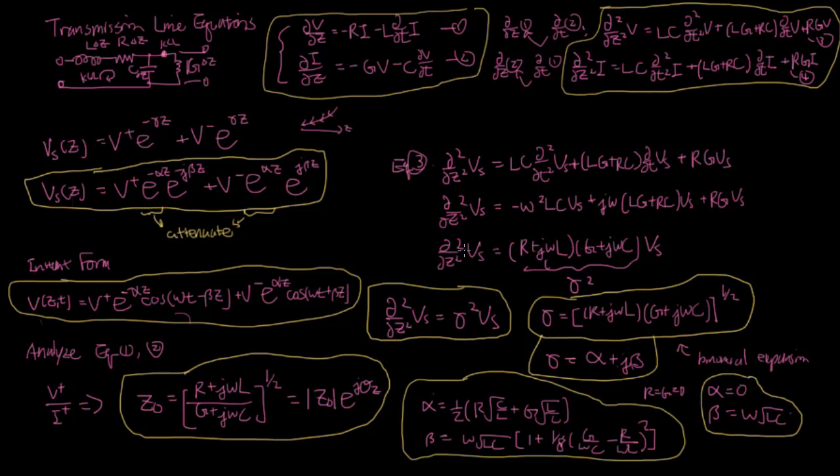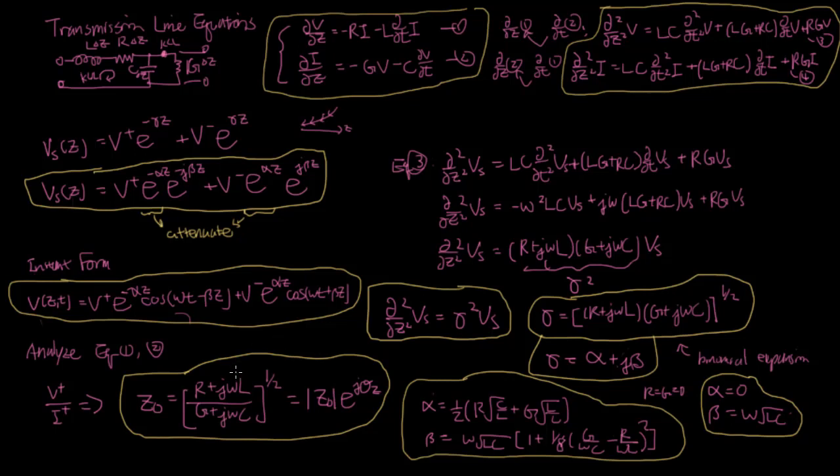But the bottom line is that the second derivative with respect to z is going to be equal to some complex number squared times Vs. And that complex number, if we separate it into a real part and an imaginary part, the imaginary part ends up being our beta, and then the real part is our attenuation constant. We can then convert that back into instantaneous form, and you can see the traveling wave sinusoid with exponential decay in both directions. And then by looking at these first two equations, we also have an expression that we can get for Z naught.